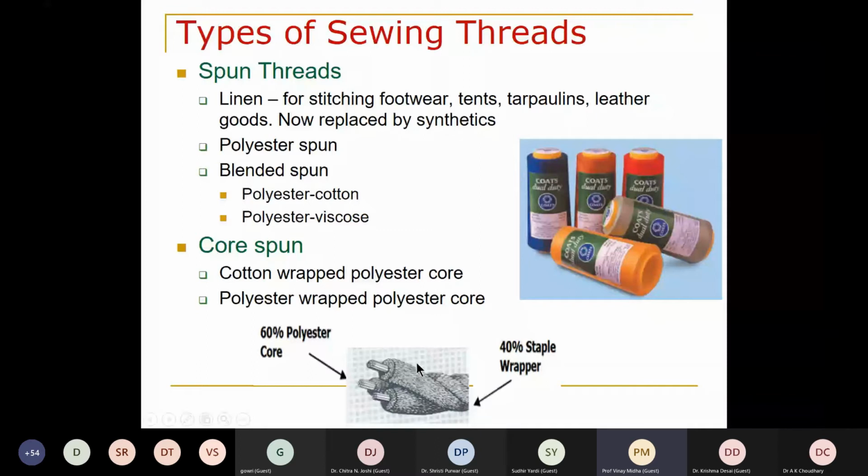And if you want to avoid that particular thing, then in that case, the wrapper fibers can be replaced by cotton fibers. So these cotton fibers will not get affected by the high needle temperatures. And at the same time, they will provide you the strengths which are comparable with the polyester filaments.